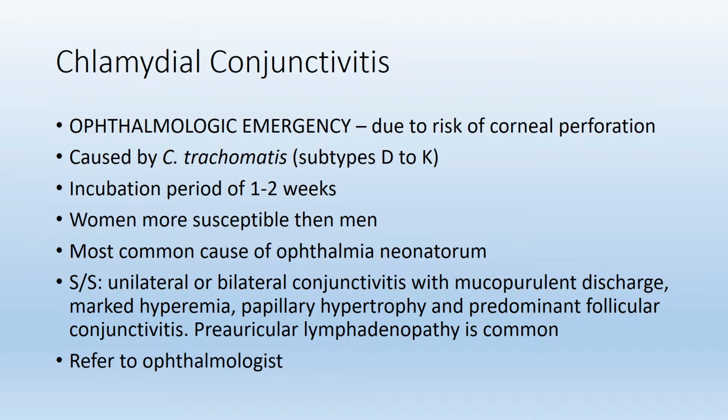Signs and symptoms of chlamydial conjunctivitis include a unilateral or occasionally bilateral conjunctivitis with a mucopurulent discharge, marked hyperemia, papillary hypertrophy, and predominant follicular conjunctivitis. Preauricular lymphadenopathy is also quite common, and it's important that these patients be referred to ophthalmology in order to prevent any long-term sequelae.